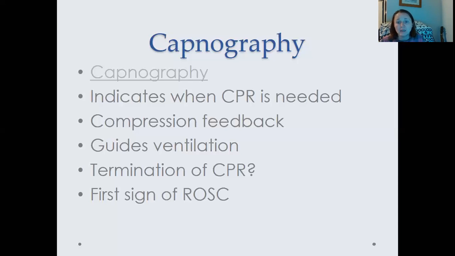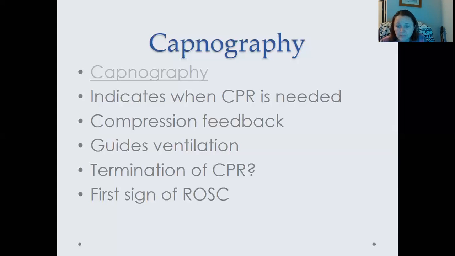Stopping CPR is one of the most difficult things that whoever's leading that code will have to do, to say, we've done this long enough. Like, what's long enough? What's the end of trying to save somebody's life? So capnography can give us quantifiable data that can help us to make that decision.